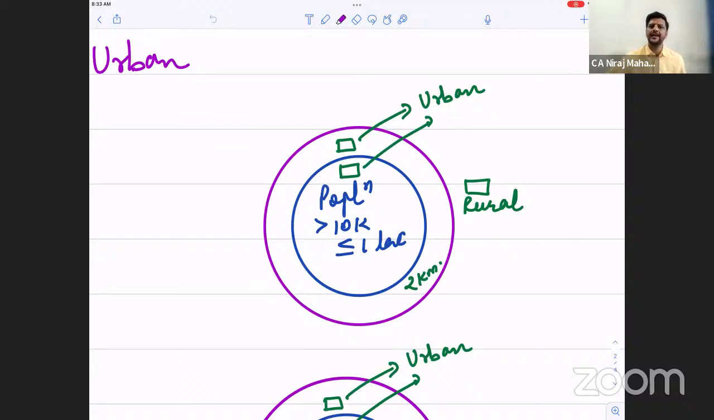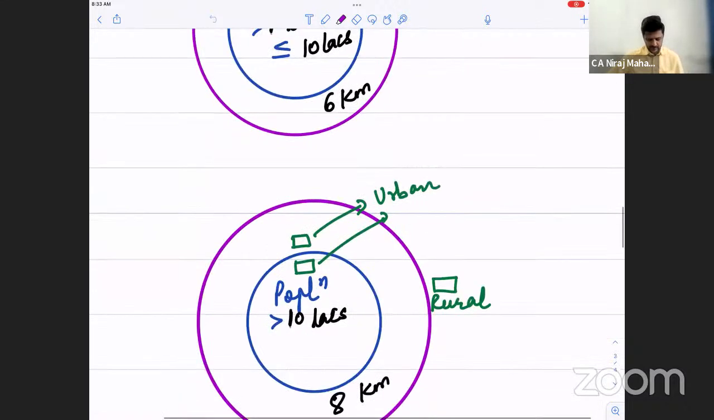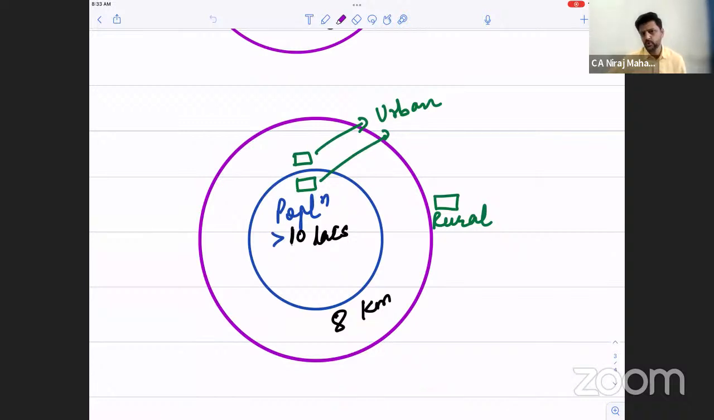Then the population is a little bit more. More than 1 lakh up to 10 lakhs, 6 kilometers. Correct? And if the population is more than even 10 lakhs, in that particular location the distance is 8 kilometers. Up to 8 kilometers it will be urban, more than 8 kilometers it will be rural. Clear till here? So we need to understand properly the population and distances.